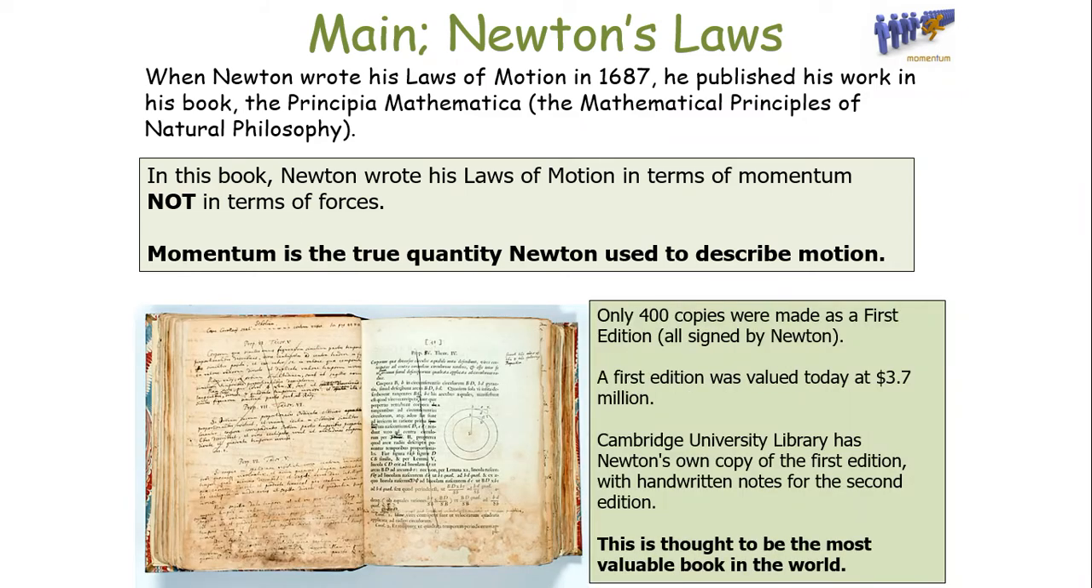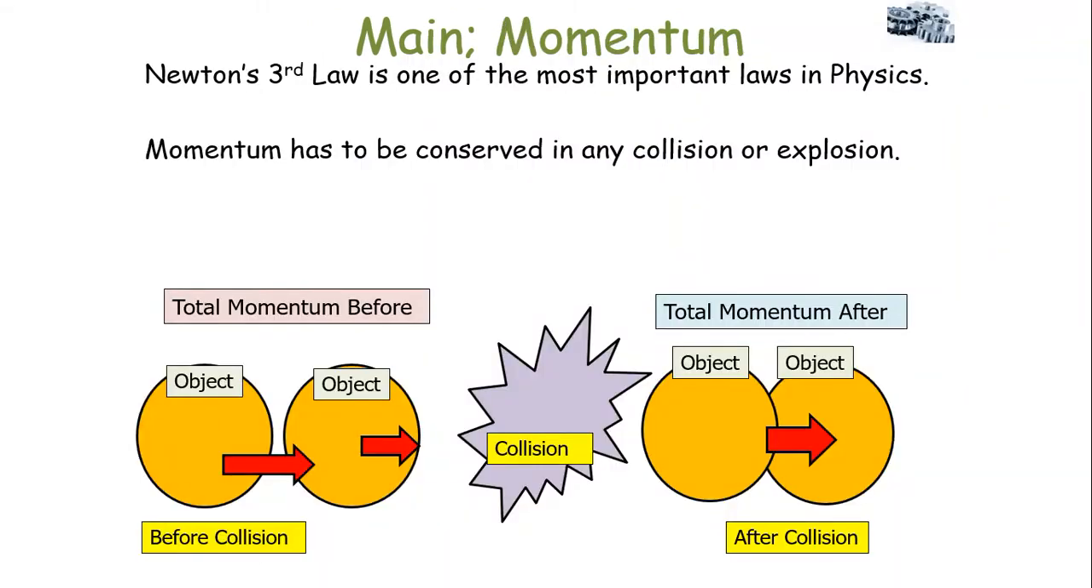Interestingly enough, only 400 copies were made as the first edition of the Principia Mathematica, which were all signed by Isaac Newton. A first edition is valued today at about $3.7 million. Cambridge University Library has Newton's own copy of the first edition with his handwritten notes for the second edition, and it is thought to probably be the most valuable book in the world. It's on display at the Cambridge University Library.